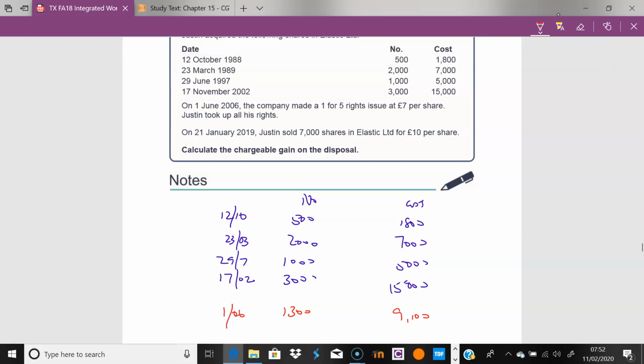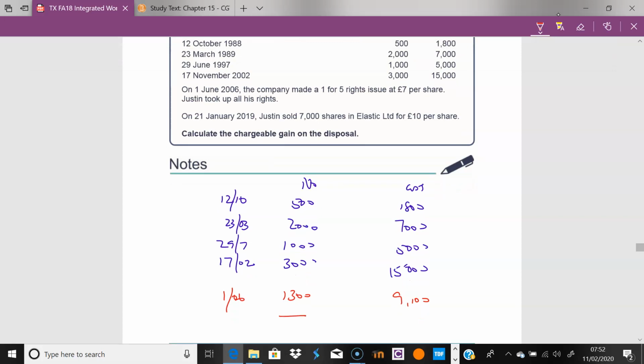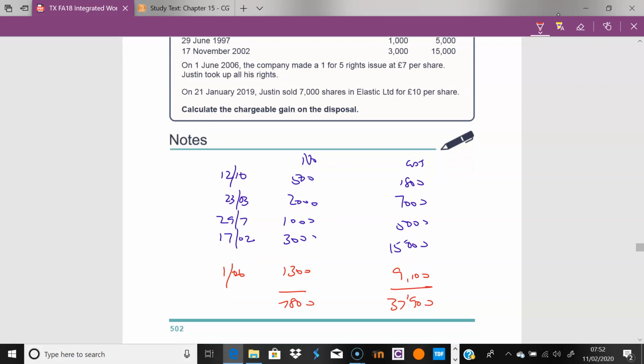So you did have some money coming in in this scenario. Nothing special. Add everything up. We now have 6,500 plus 1,300, so you now have 7,800 shares here. Let's look at the total value here: 1,800 plus 7,000 plus 5,000 plus 15,000 plus 9,100. That's 37,900. And it says you got rid of 7,000 of these shares.